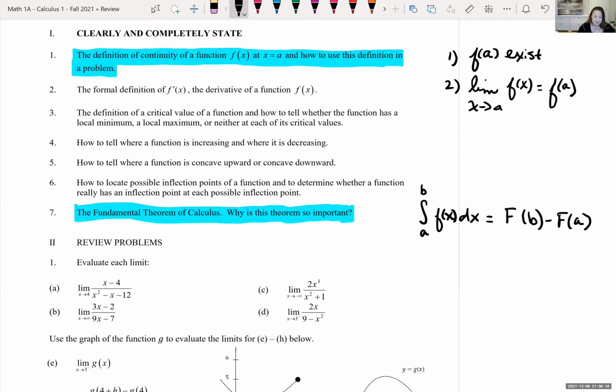The other one stated that if we were taking the derivative of the integral function, and let's say from some constant a to x of f of t dt, this was just equal to f of x. So this piece here is showing us that the derivative and the integral are inverses of each other. They undo each other.